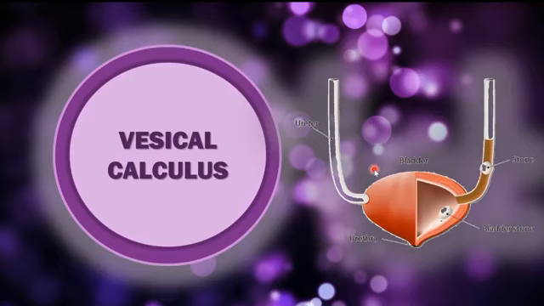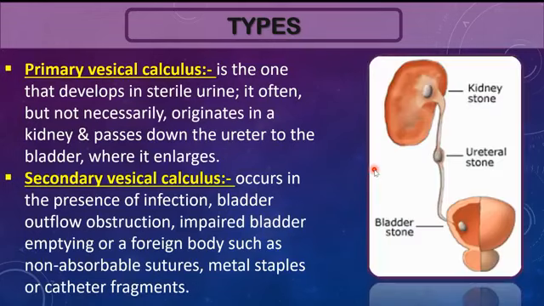So this is about ureteric calculus management. Now we can discuss vesical calculus. The types of vesical calculus are primary and secondary. The primary vesical calculus is the one that develops in sterile urine. It often, but not necessarily, originates in a kidney and passes down the ureter to the bladder where it enlarges. So this is called the primary vesical calculus.